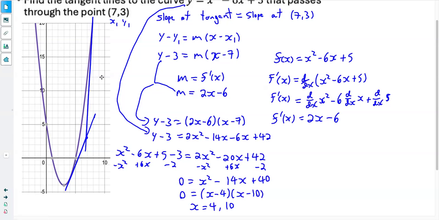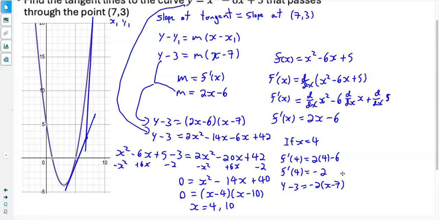So what we're now going to do is figure out our slopes at those particular points. So if x equals 4, f prime of 4 would be 2 times 4 minus 6, which would be 8 minus 6 is negative 2, which means we can take this equation. So we've got y minus 3 equals negative 2 times x minus 7. So this would be one of our two equations. Oops, sorry. 2 times 4 is 8, minus 6 would be positive 2, so that's positive 2.